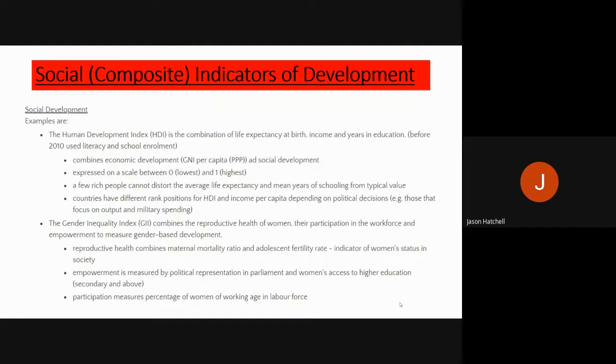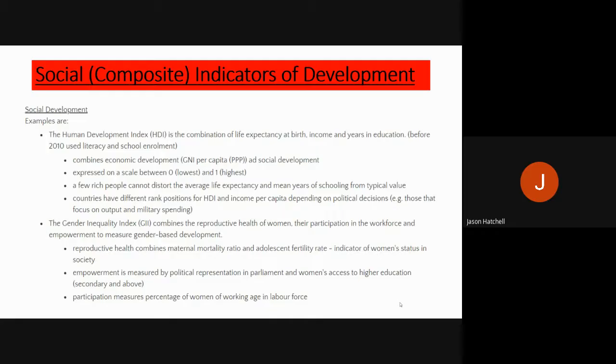Then we've got some social indicators on screen as well. Now, I've called these composite indicators, and the reason for that is because they also include some economic factors within them. So the Human Development Index, for example, uses life expectancy, income, and years in education. So GNI per capita is linked in with life expectancy and years in education to create a score between 0 and 1, the lower scores being the less developed nations and the higher scores being the highest developed nations.